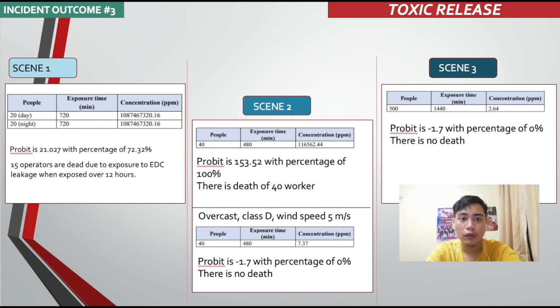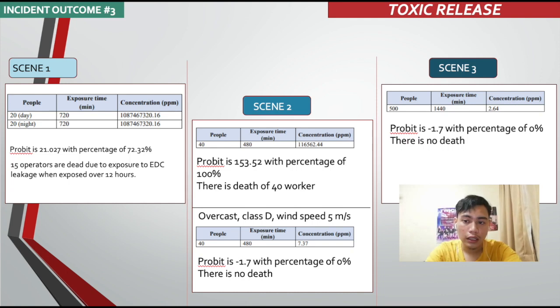We assume it is overcast because it's easy for the calculation, and the average wind speed is 5 meters per second, like the typical wind speed in this industrial area.